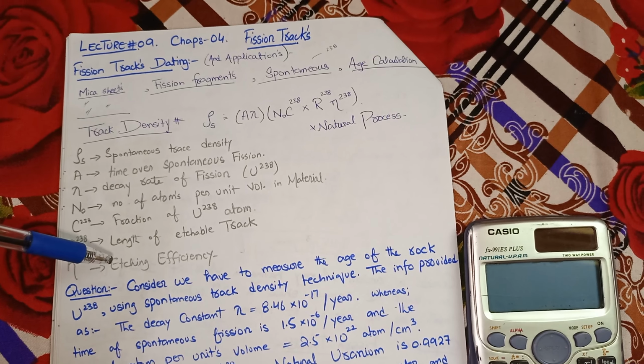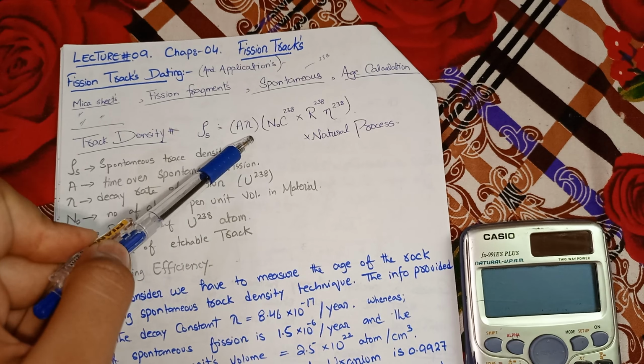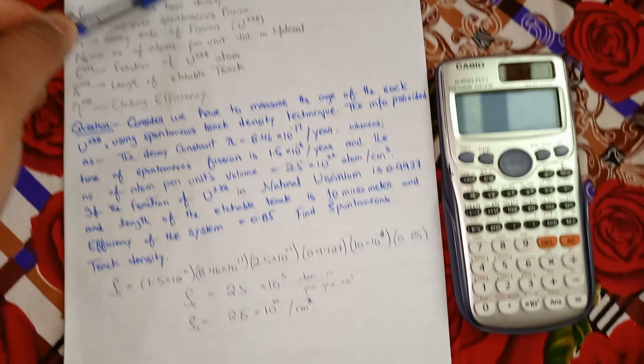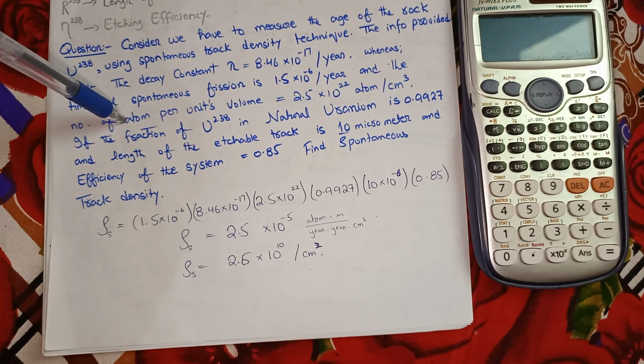eta is basically the etching efficiency. By multiplying all these aspects, then you will find the spontaneous track density. Understood? So all these factors are given in our problem.